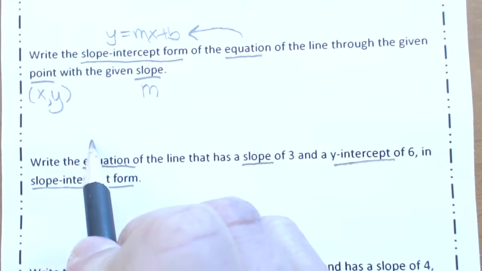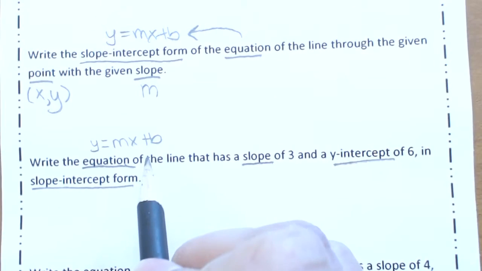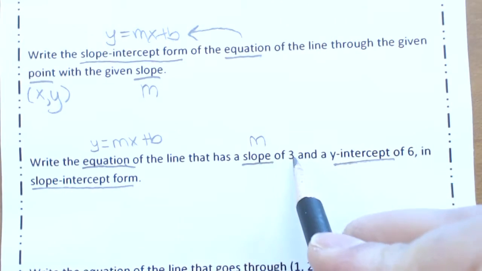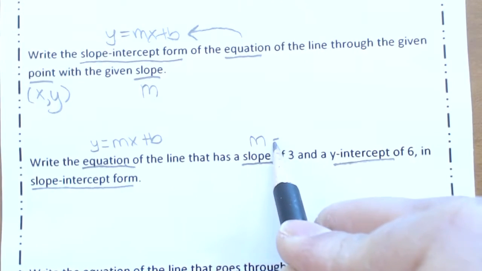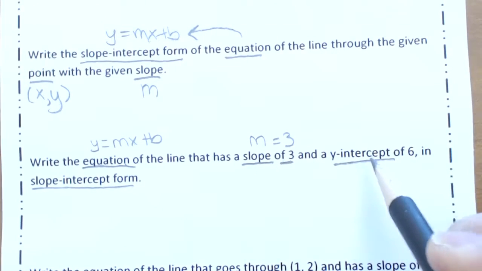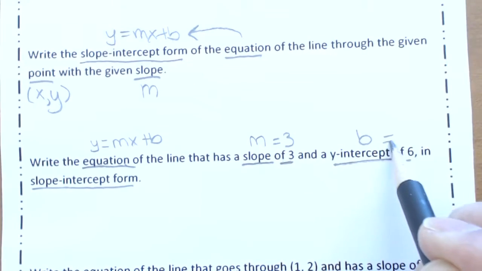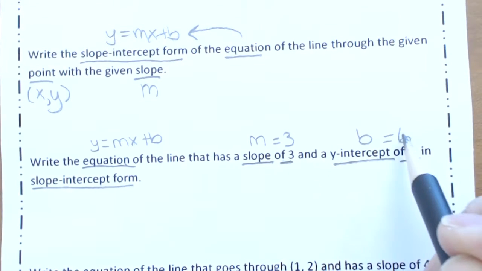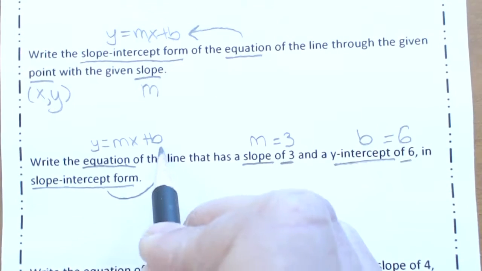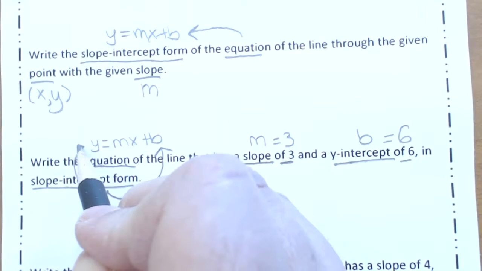All right, so the first thing that I underline is equation. So I'm going to put y equals mx plus b, because that's our equation. I underline slope, that's m. And it even says what it is. So I'm actually going to put m equals 3 here, because it tells me what m is. Y-intercept, we know that's b. And again, they tell me. So I'm going to put b equals 6 here. In slope-intercept form, I'm actually going to draw an arrow for that one because I'm going to go back. This is slope-intercept form right here.